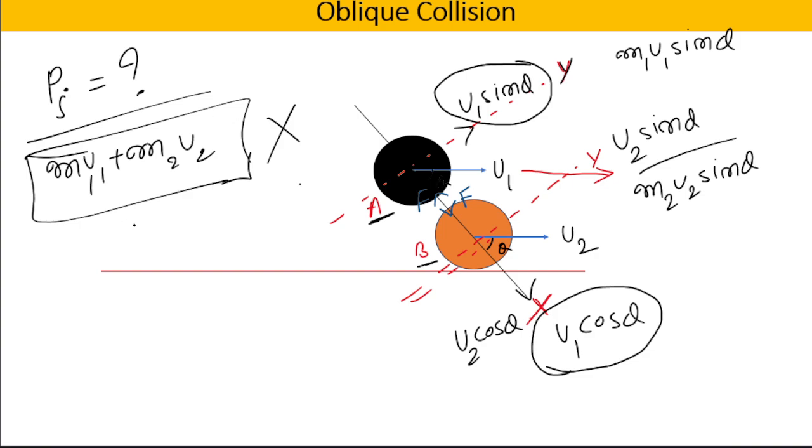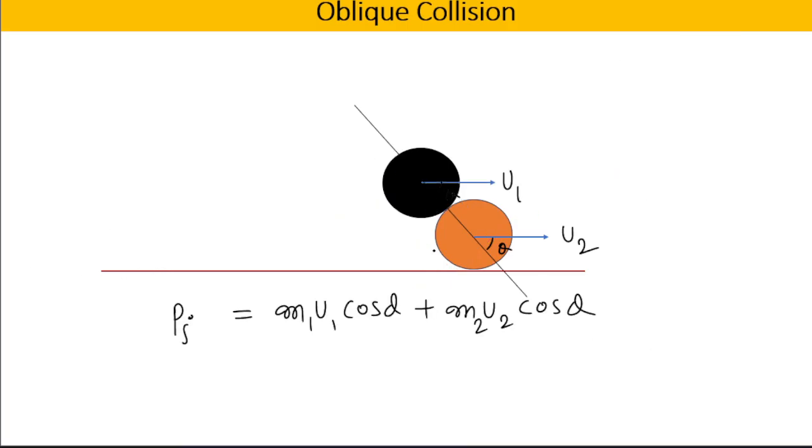And that is why momentum conservation, in which direction do we always talk about it? Along the line of impact. So if you have to go for momentum conservation, in which direction will you do it? You will do that along the line of impact. So write the initial momentum of the system along the line of impact. That will be m1 u1 cos θ for A, and m2 u2 cos θ for B. This is going to be the initial momentum of the system.